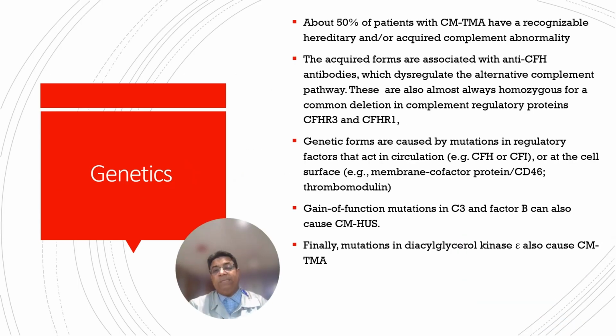About 50% of patients with complement-mediated thrombotic microangiopathy have a recognizable hereditary and/or acquired complement abnormality. The acquired forms are associated with anti-CFH antibodies, which dysregulate the alternative complement pathway. These are almost always homozygous for a common deletion in complement regulatory proteins CFHR3 and CFHR1. Genetic forms are caused by mutations in regulatory factors that act in the circulation or at the cell surface.